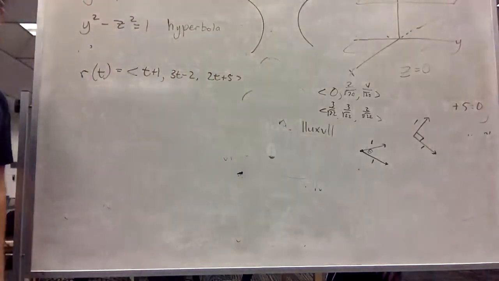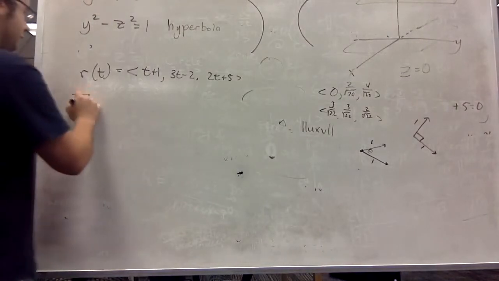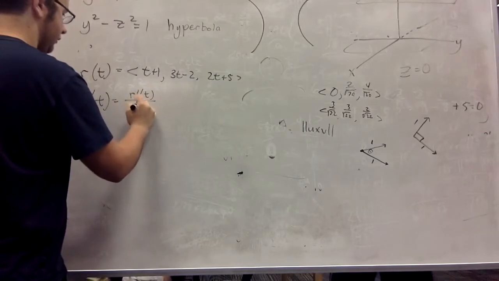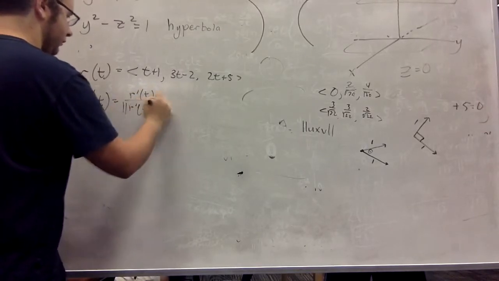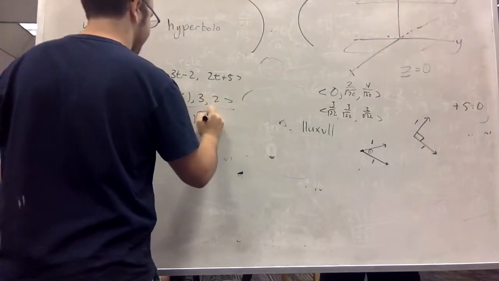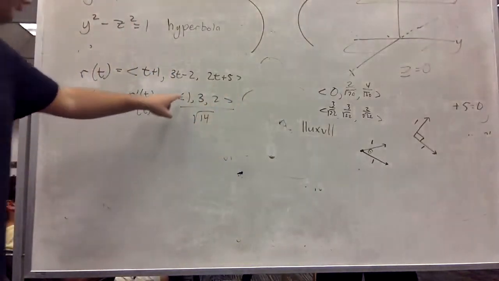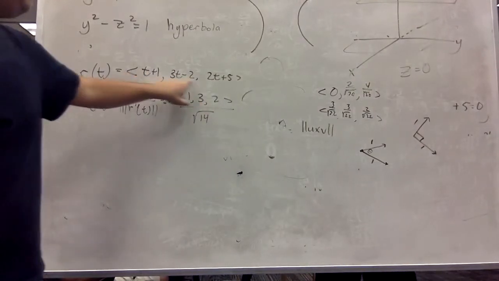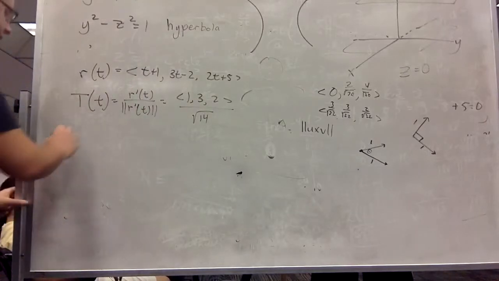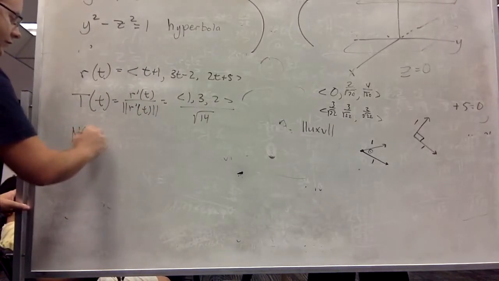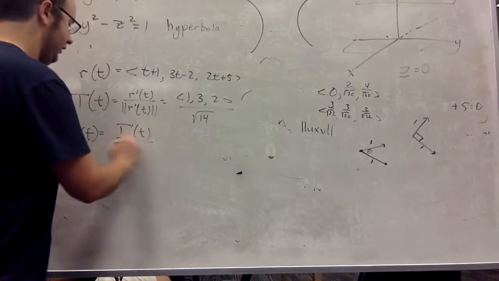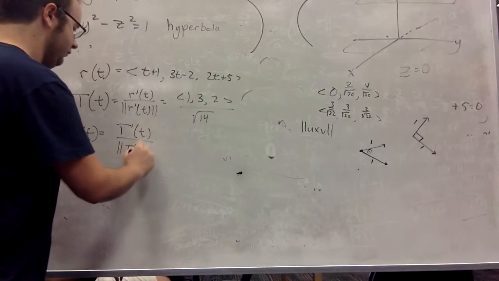So here's a line. Let's go ahead and find T. It's r prime of t over its magnitude. That would be <1, 3, 2> over square root of 14. Notice there aren't any t's left over in here. When I take this derivative, am I going to have any t's left over? No, no matter what value of t I'm looking at. Okay, let's go find N. How do I find N of t? This requires that I do T prime of t over the magnitude of T prime of t.